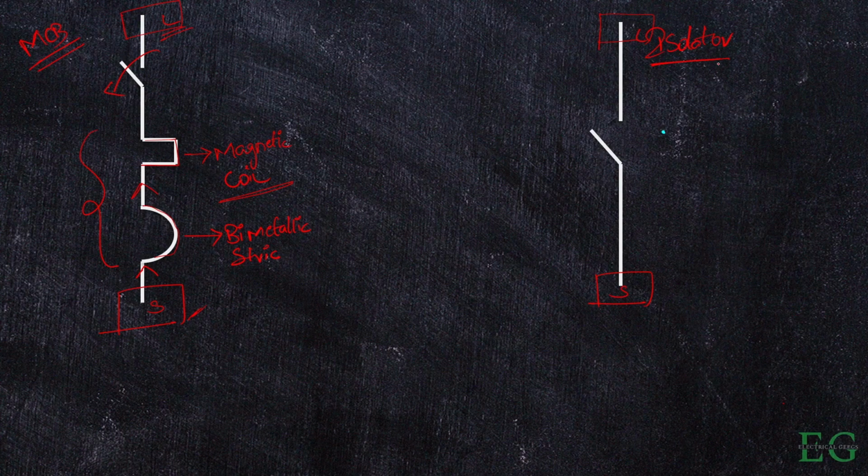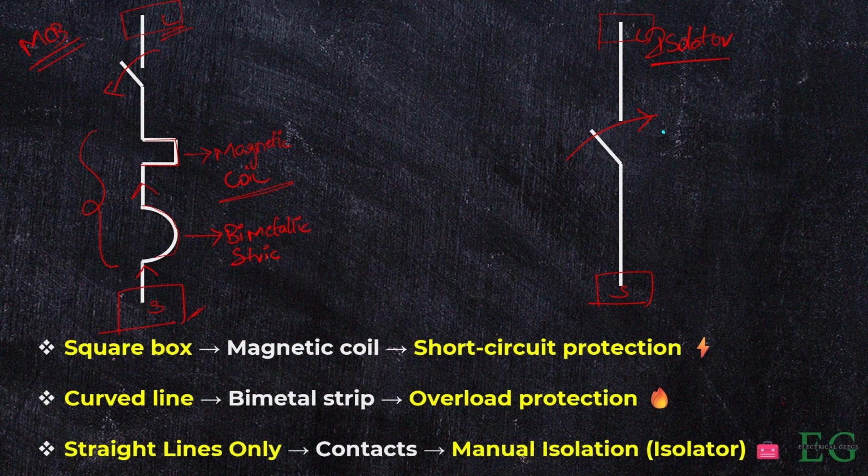Whereas if you see an isolator, there are no such curved lines, square boxes or bent parts in it. So it is just a manually operated mechanical switch which gets opened and closed only manually, and your load does not get isolated automatically in an isolator. In simple terms, a square box represents a magnetic coil which provides short circuit protection, whereas the curved lines represent bimetallic strips which give overload protection, and the straight lines represent your contacts which are used for manual isolation.